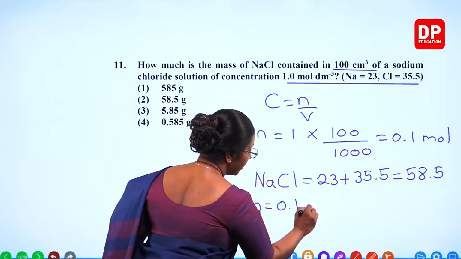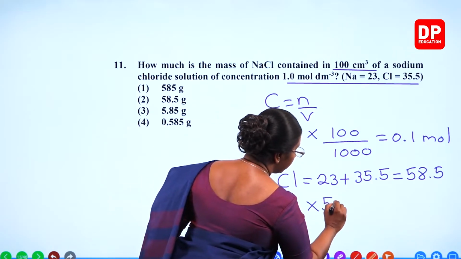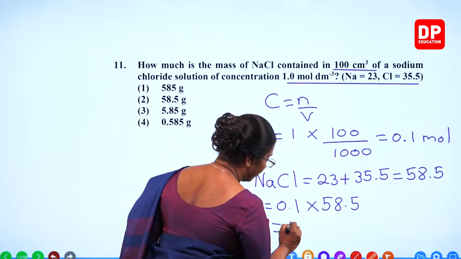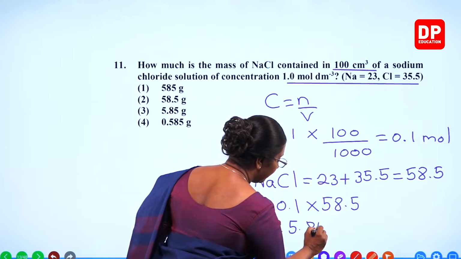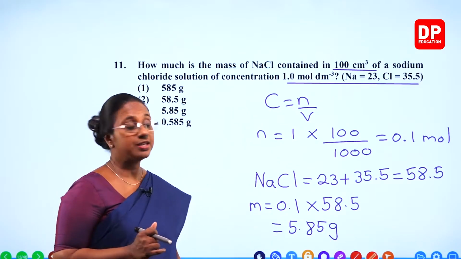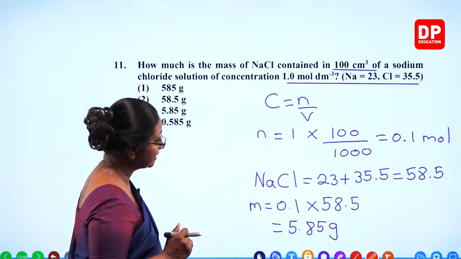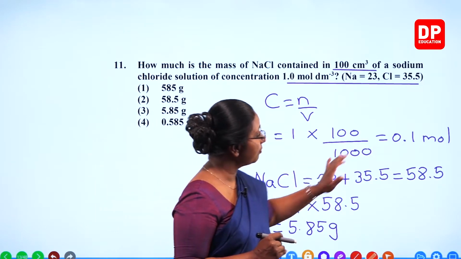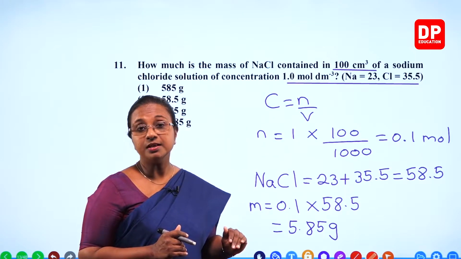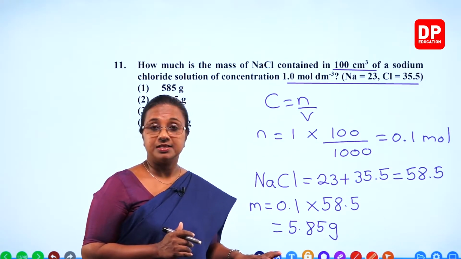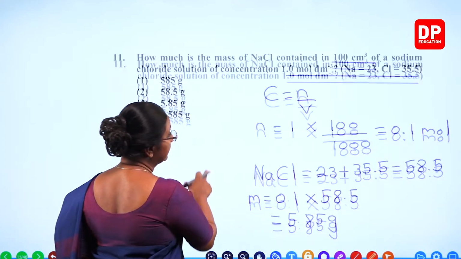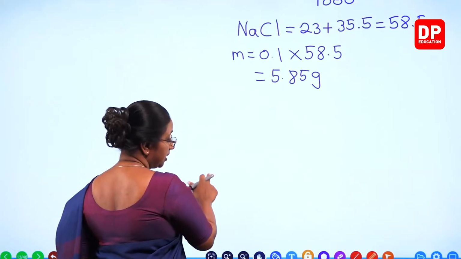Number of moles into relative molecular mass. So that will give you the value as 5.85 grams. You can do this calculation in 2 steps like this. One, you find the number of moles, then you substitute and find the mass of the substance. Or else, you can do it in another method also. You will still get the same answer.